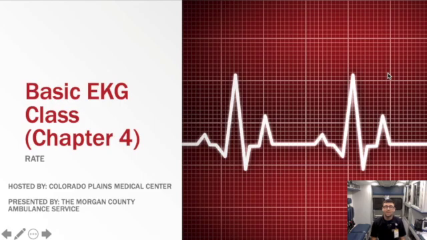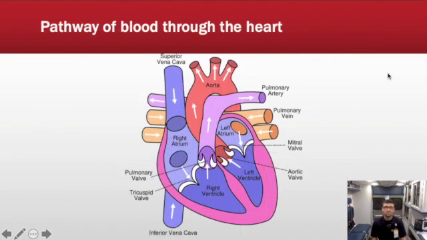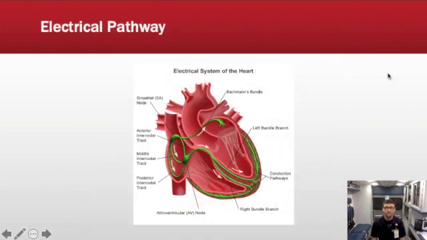Welcome to Chapter 4 of the Basic EKG class. We're going to be talking about rate. So again, here's a layout of the heart, the pathway of blood through the heart, and then the coronary arteries. Here's the electrical pathway as a reminder.